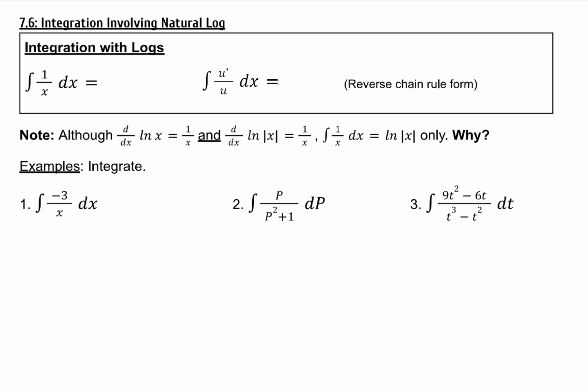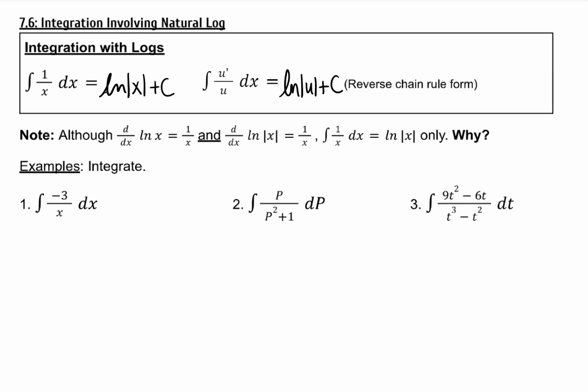The integral of 1 over x is natural log absolute value x plus c. The integral of u prime over u, where u is a function of x, is natural log of absolute value u plus c.